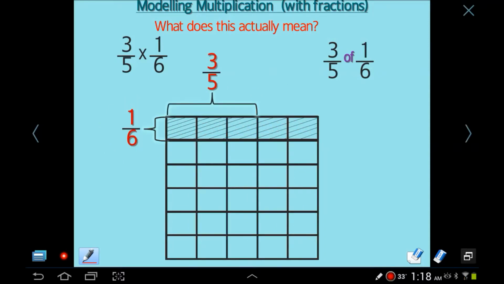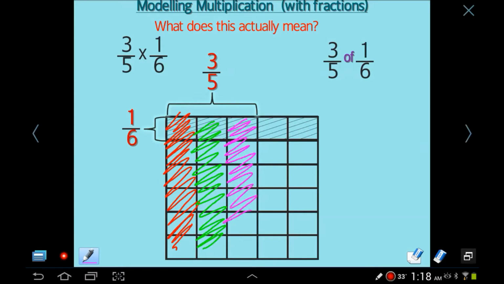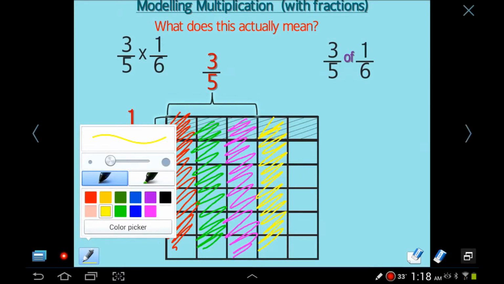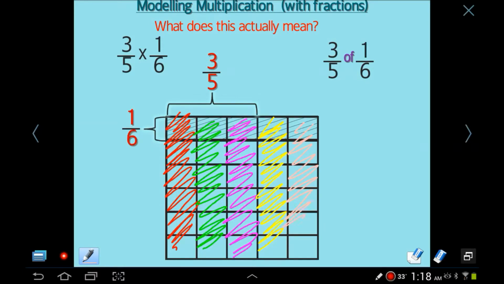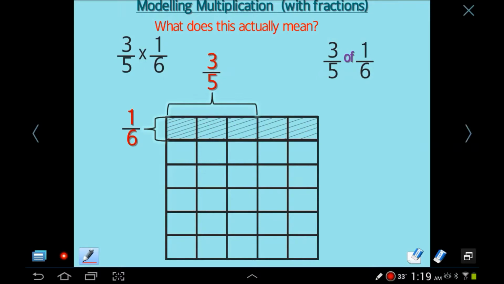So there's what 3/5 looks like. I just broke it up into fifths. Let me just show you. Here's a fifth, here's another fifth, here's a third fifth, here's a fourth fifth, sounds kind of weird, and here's your last fifth, 5/5. So you'll see my fractional model going this way. We broke it up into fifths. Now I'm going to shade in a different direction, because you'll notice that I shaded the sixths in this direction.